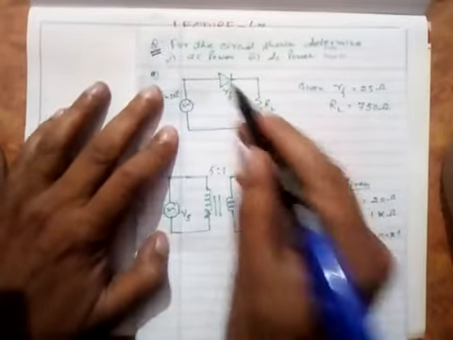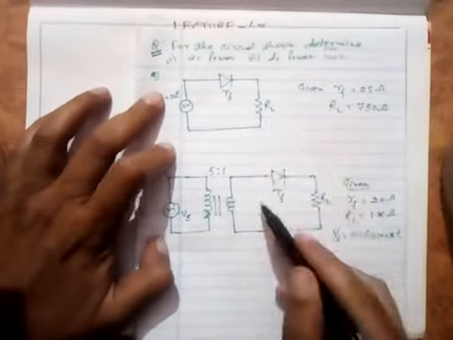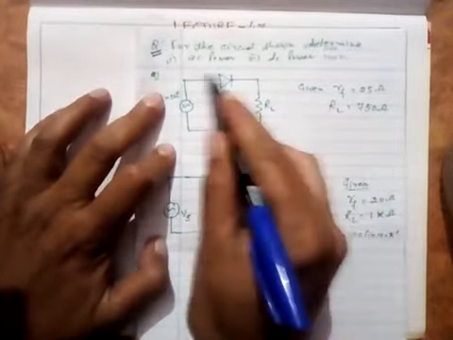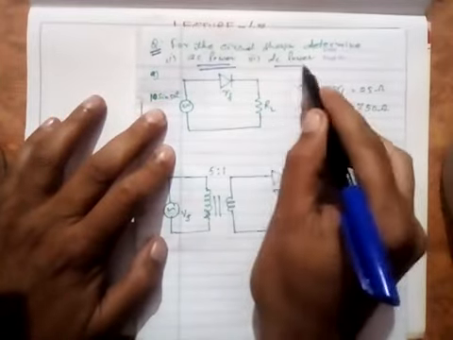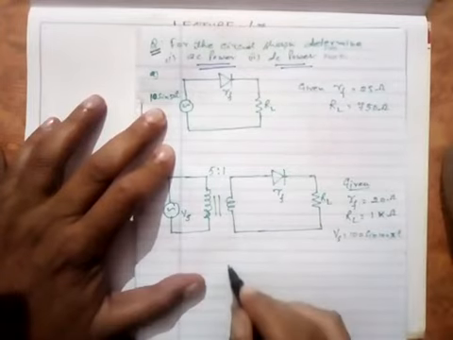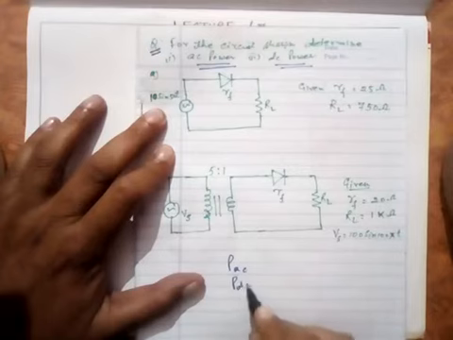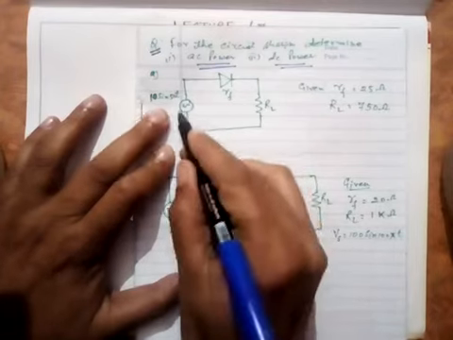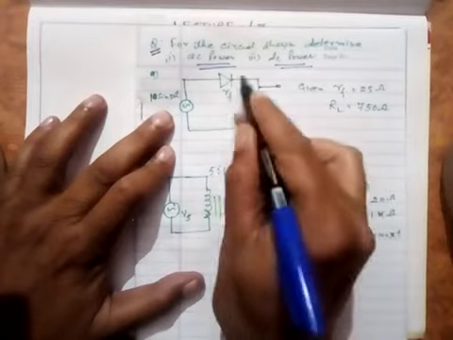Look at the numerical problem. It says that for the circuit shown, there are two circuits shown here. For the circuit shown, determine the AC power and the DC power. You have to find PAC, the AC power, and PDC. Of course, AC power is the input power and DC power is the output power of a rectifier.